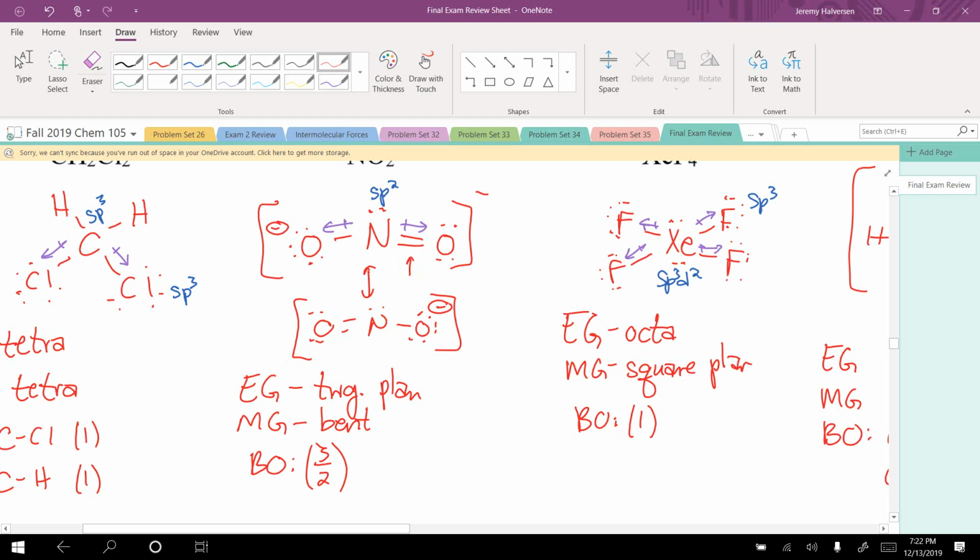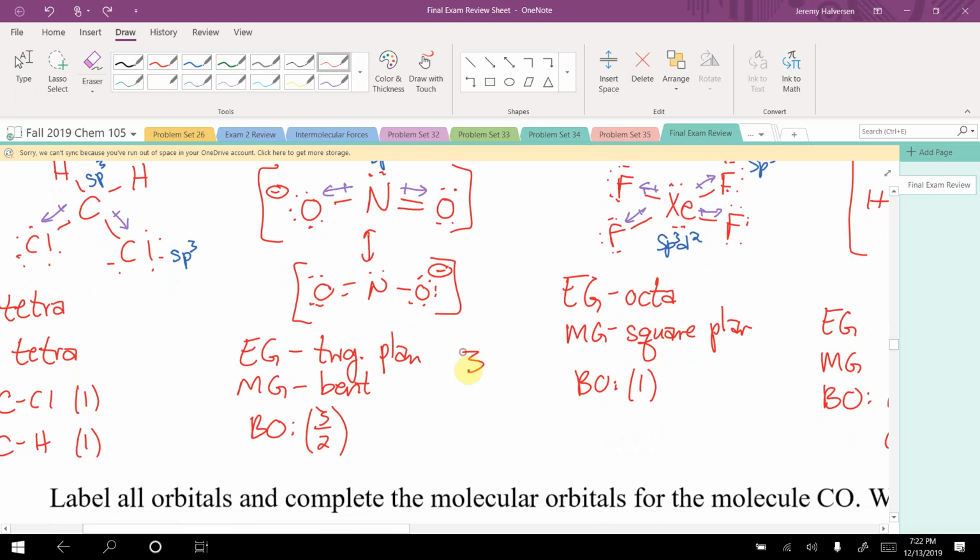It gets funky if you have resonance. So this guy is a double bond, and that's a single bond. What's the average between 1 and 2? 3 halves, because this double bond is being shared. So I have a double bond and a single bond, and when the double bond gets shared, I'm going to have 1.5. You can also think of it as 3 lines over 2 spots, so 3 halves. Does that help? Sweet.